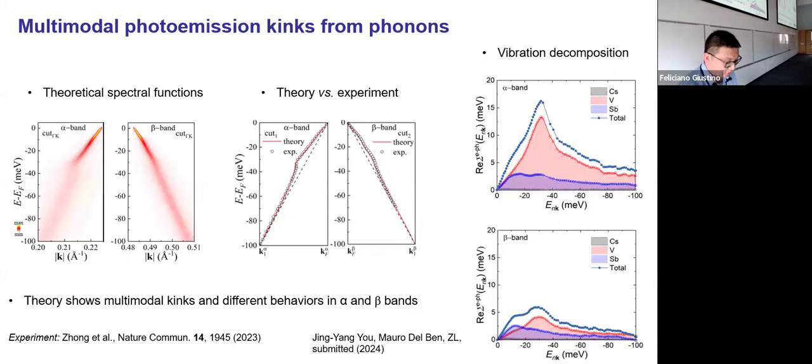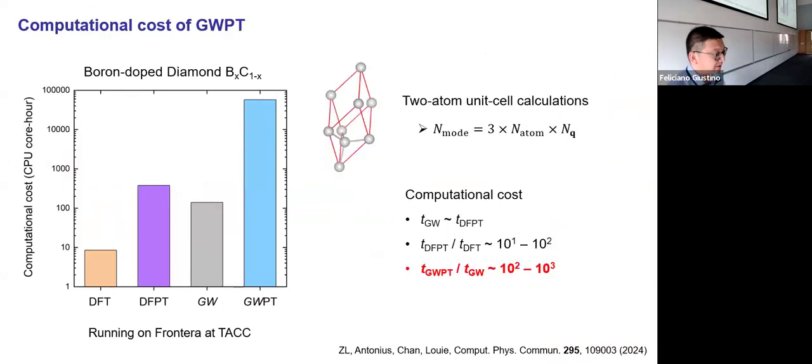Okay, so I've talked a lot about the method and applications, but I need to address how expensive GWPT is, which is, as you may imagine, truly very expensive. So this is an example of boron-doped diamond, but we use the virtual crystal approximation, so pretty much it still remains within a unit cell, a 2-atom unit cell.